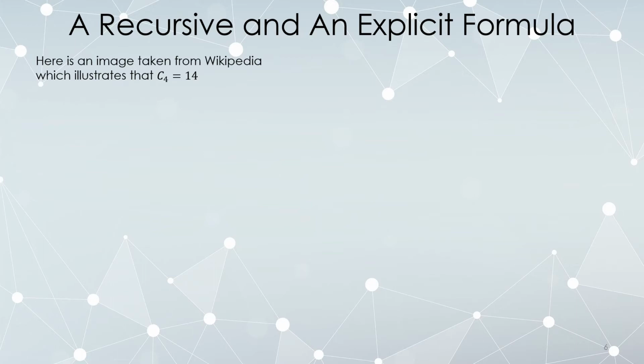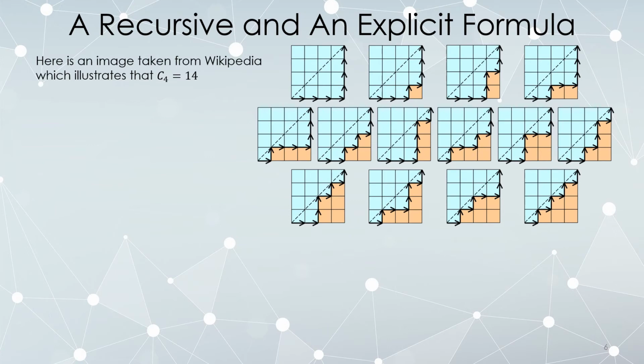Here's an image that I just pulled from Wikipedia to illustrate that C sub 4 is 14. Here are the only 14 possible increasing lattice paths that remain below the diagonal connecting 0, 0, which is the bottom left, to 4, 4. You can just go all the way over, then all the way up. You can do 3, and then 1, and then 1, and then 3. 3, 2, 1, 2. 2, 1, 2, 3, and so forth. These are the only 14 ways to go from 0, 0 to 4, 4, never going above the diagonal and only taking steps to the right and steps up.